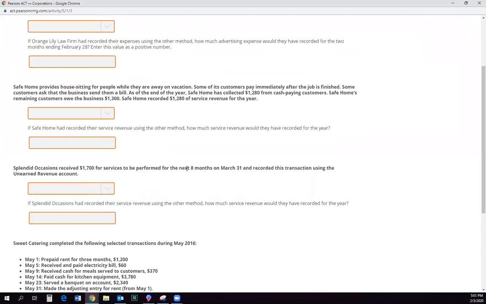Safe Home provides house sitting for people while they're away on vacation. Some of its customers pay immediately after the job is finished. Some customers ask that the business send them a bill. As of the end of the year, Safe Home has collected $1,280 from cash-paying customers. Safe Home's remaining customers owe the business $1,300. Safe Home recorded $1,280 of service revenue for the year.